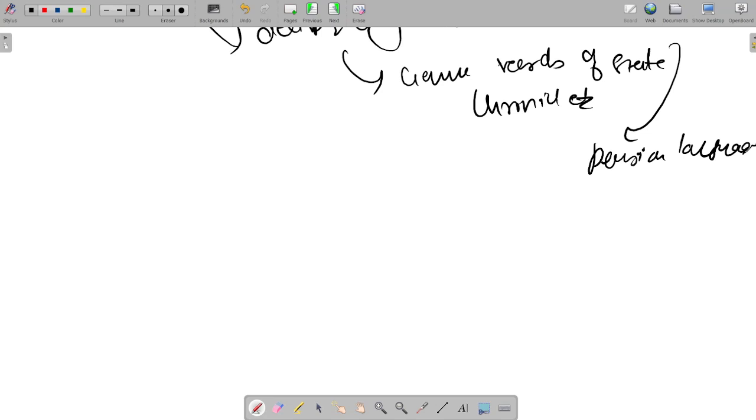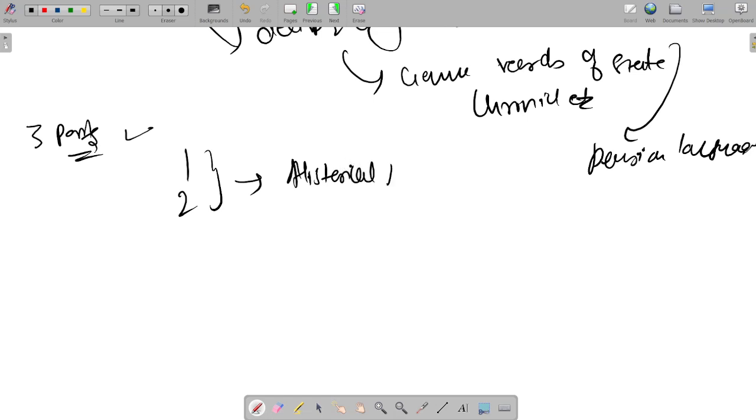Guys, coming back to the Ain-i-Akbari, the Ain-i-Akbari or Akbarnama is divided into three major parts. The first two parts talk about the historical narrative, and the third part talks about the imperial regulations and gazetteer.